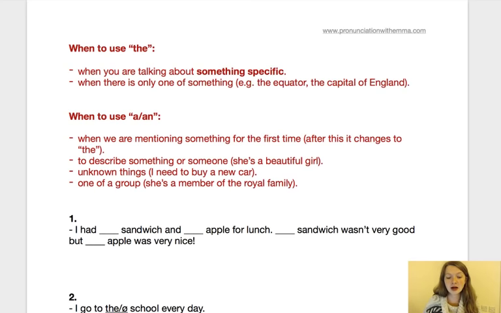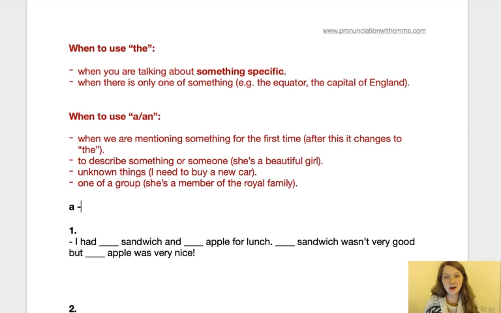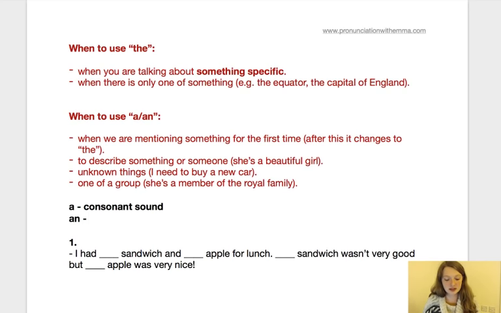Okay? When to use "a" and "an". For many people who don't know the difference and when to use it, basically with "a", it's when you have a consonant sound. Why can't I spell consonant? Consonant, there we go. A consonant sound, and you use "an" when there's a vowel sound. Now notice I say vowel sound, not vowel, because we're talking about sound, not spelling.